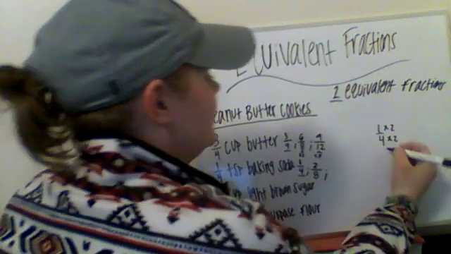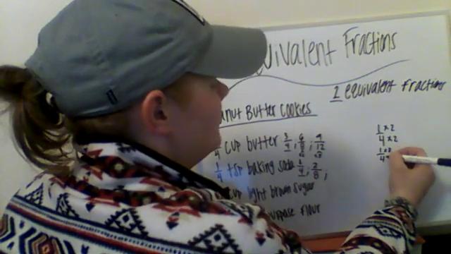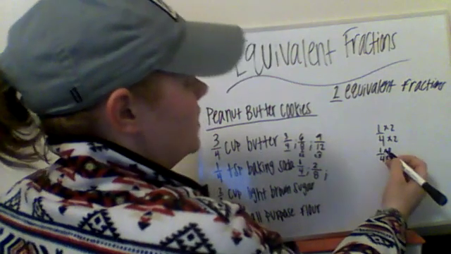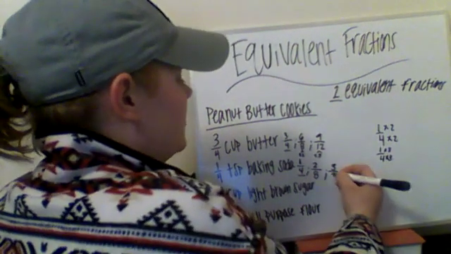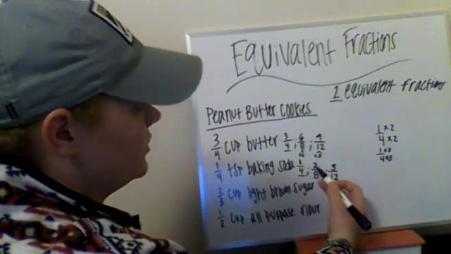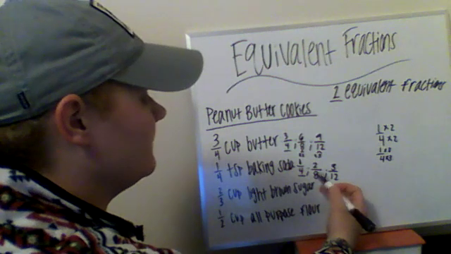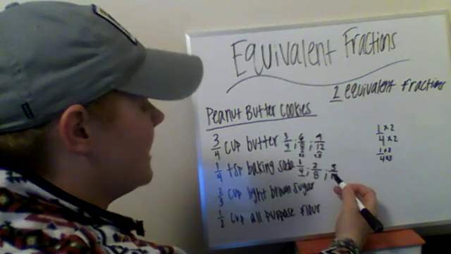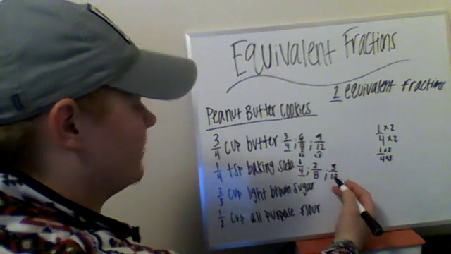Okay. Then if I do 1/4, I multiply my top and bottom number by 3. 1 times 3 is 3. 4 times 3 is 12. So my equivalent fractions for 1/4 are 2/8, which I got by multiplying my numerator and denominator by 2, then 3/12. And that's the result of multiplying my numerator and denominator by 3.